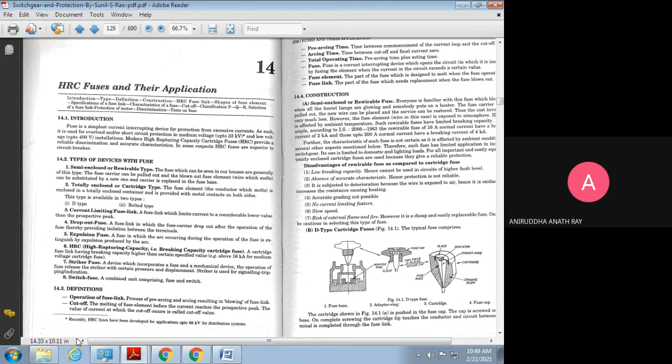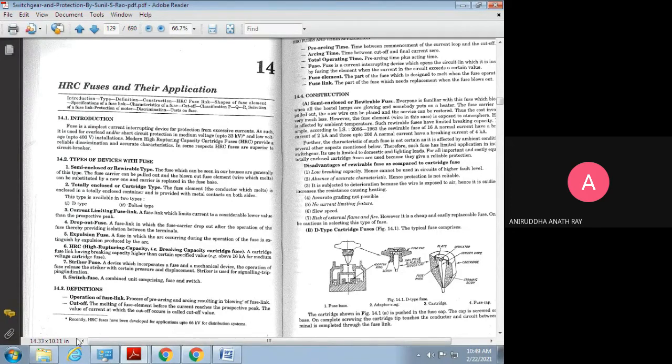And fifth, what is an expulsion fuse? A fuse in which the arc occurring during the operation of the fuse is extinguished by expulsion produced by the arc.